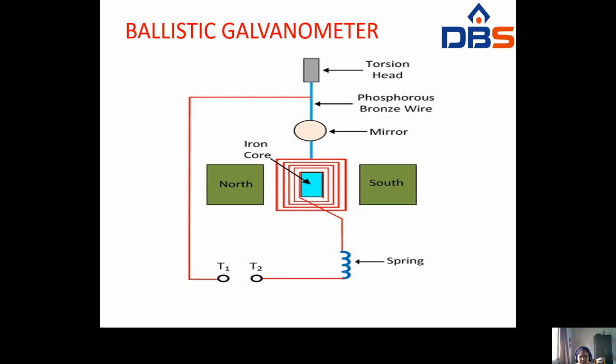You have to connect a torsion head. The head is nothing but to maintain all this weight. You have to place one base. That is nothing but the torsion head. So this is the construction of a ballistic galvanometer.